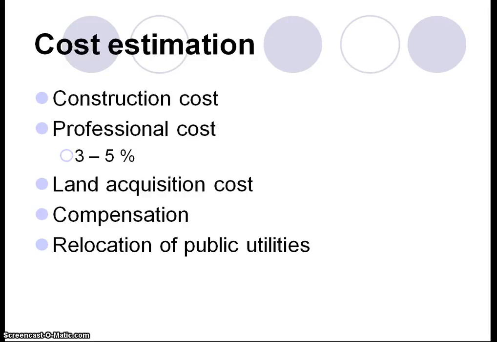Okay. Once we identify the project to cope with the future demand, we have to estimate the cost, because without costing we cannot do anything. So first we have to know the construction costs, and then the professional cost, about 3 to 5%, and then land acquisition costs, compensation costs, and relocation of public utilities.